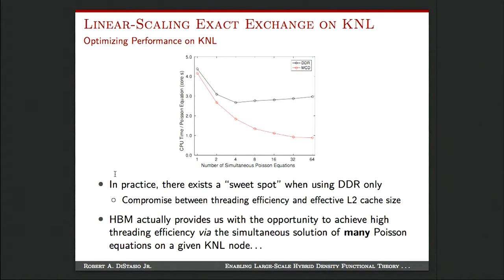As you put more and more Poisson problems, they simply can't fit in L2 anymore, and they either have to go to DDR or MCD. And when they go to MCD, the benefit is tremendous. And when they go to DDR, you better keep it small. So again, this high bandwidth memory gives us the opportunity to achieve a higher effective threading efficiency if we just solve many Poisson equations simultaneously.